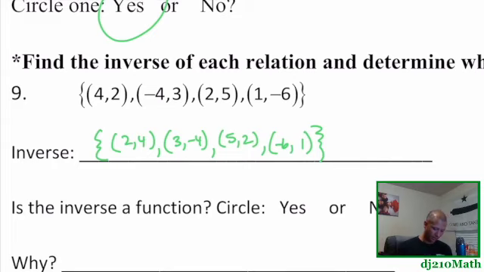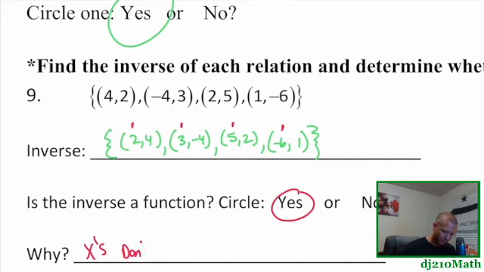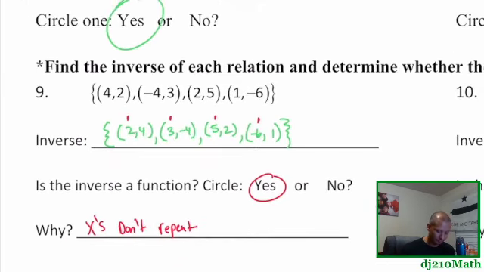And now we look to see if the inverse is a function. We're only looking at the inverse, the part in green. Specifically, we want to take note of the x values. Right away, all the x's are different. Yes, this is a function. The x's don't repeat. That's always a good reason.